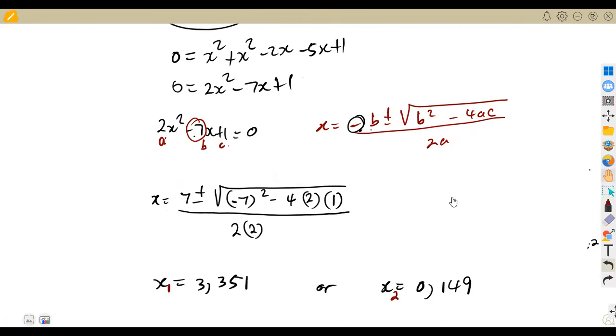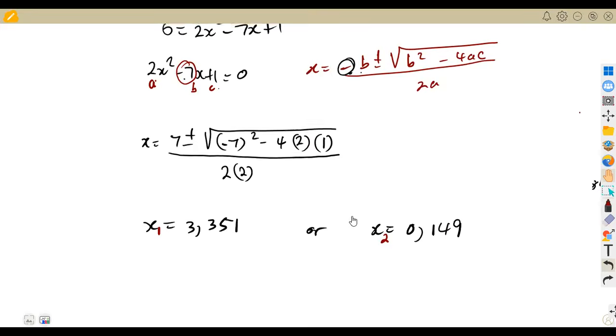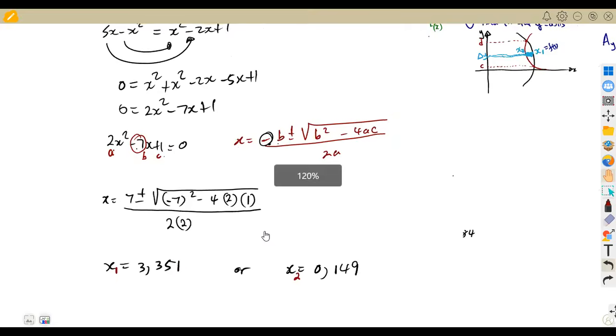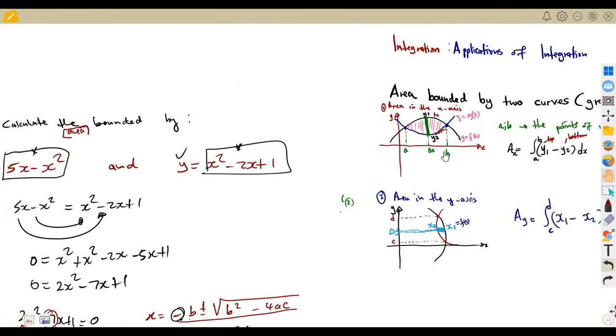If you want to find the point of intersection, whereby we need the values of y also, you substitute these values into the original equation. But here, we just want these x values. Since we are to calculate area, we just need the values of x at the point of intersection. That is the value of what? The value of a and b.